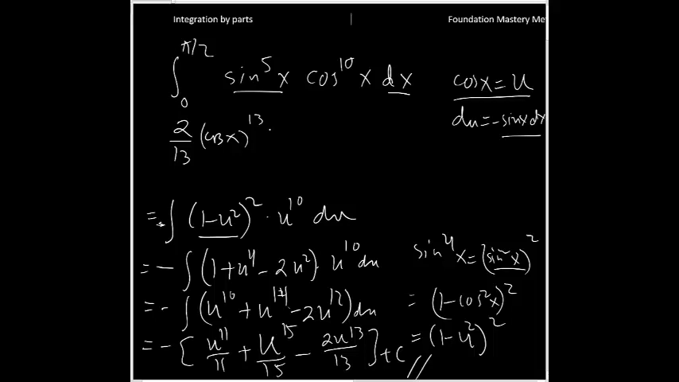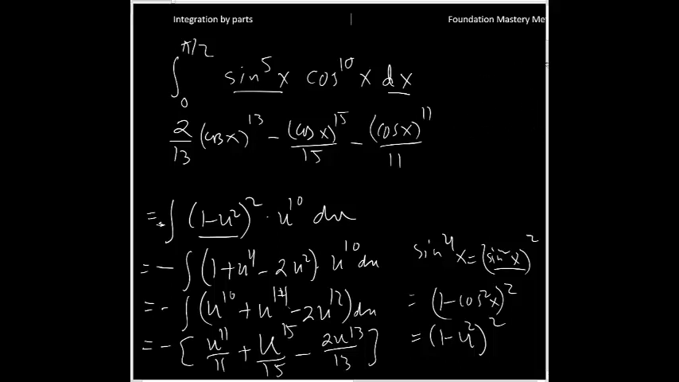And then I'm going to minus cosine x to the 15 over 15, minus cosine x to the 11 over 11, and you don't have to add any integral constant because you are doing a definite integral. So then your limit is 0 to pi by 2, and then you know the results, very simple, right?